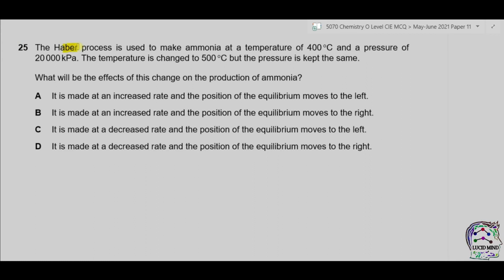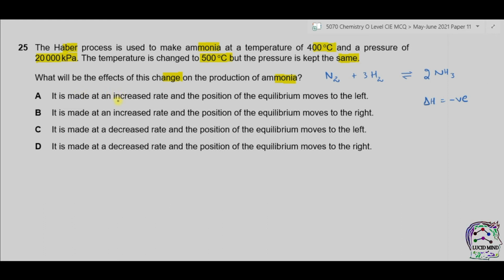Question 25. The Haber process is used to make ammonia at a temperature of 400 degrees centigrade and a pressure of 20,000 kilopascals. The temperature is changed to 500 degrees centigrade, but the pressure is kept the same. What will be the effect of this change on the production of ammonia? We can write the chemical equation. For ammonia, we have nitrogen, hydrogen, it forms ammonia. The reaction is exothermic as enthalpy change is negative.